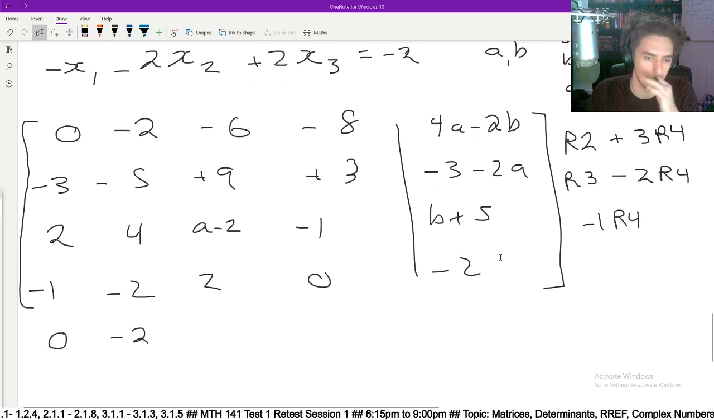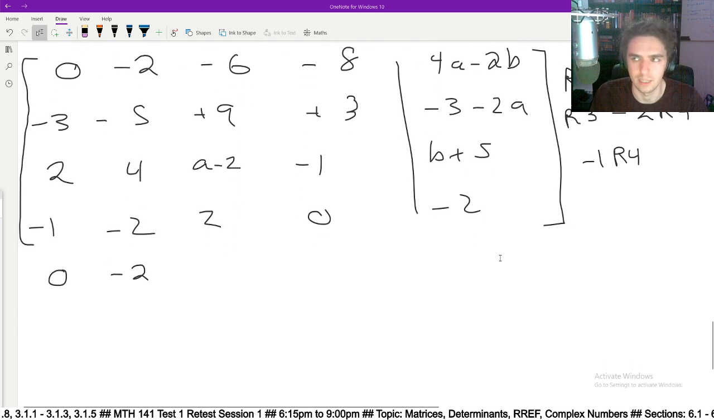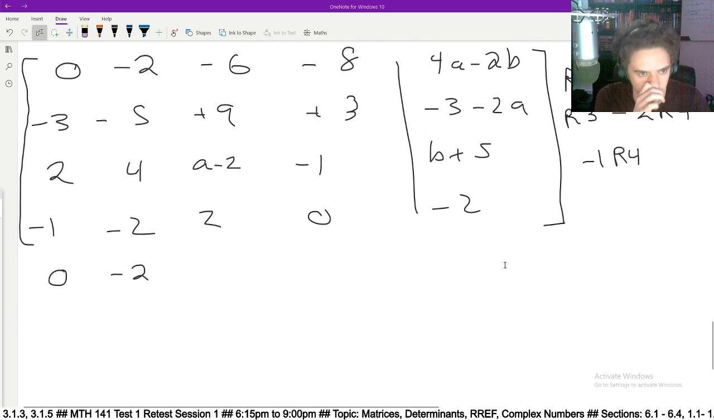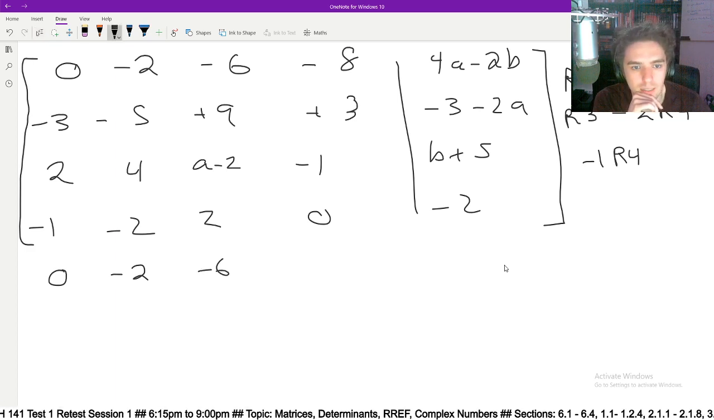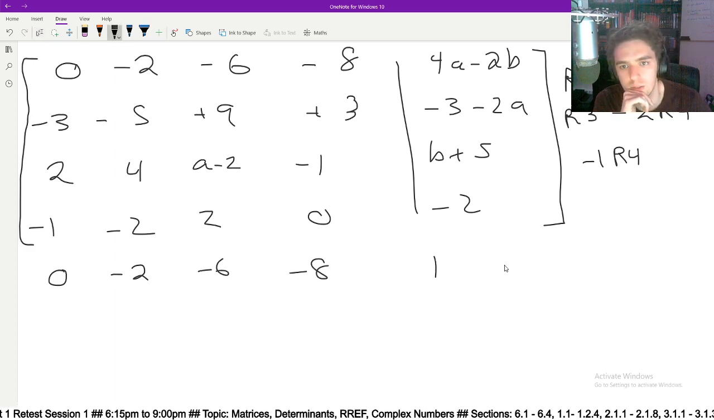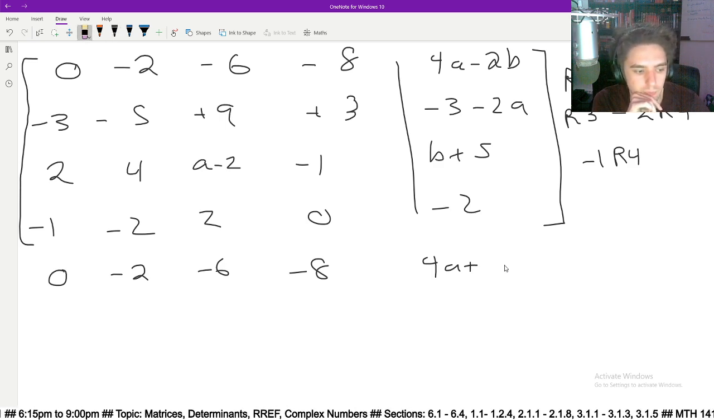To do that, I've got to put this into at least REF. I think just REF is fine, we don't have to do RREF. So the first row stays the same: 0, negative 2, negative 6, negative 8, 4a minus 2b.